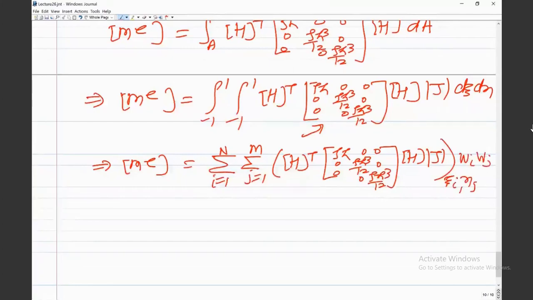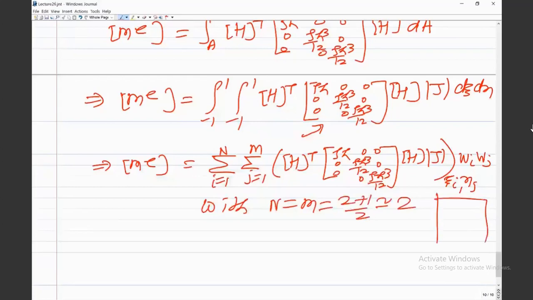So you can use this integration, and as you know in this case also, since we are considering a 4-noded quadrilateral element, we will take n equal to m equal to 2 plus 1 by 2 approximated to the next integer, so that is 2. So we will use again 4 integration points. So these are the integration points. Xi and eta at nodes 1, 2, 3 and 4. So yeah, this is the mass matrix.